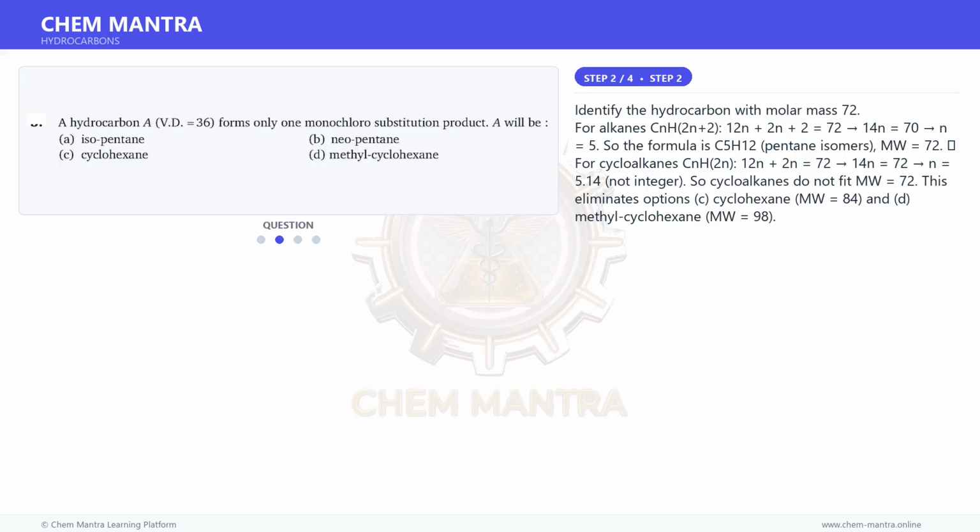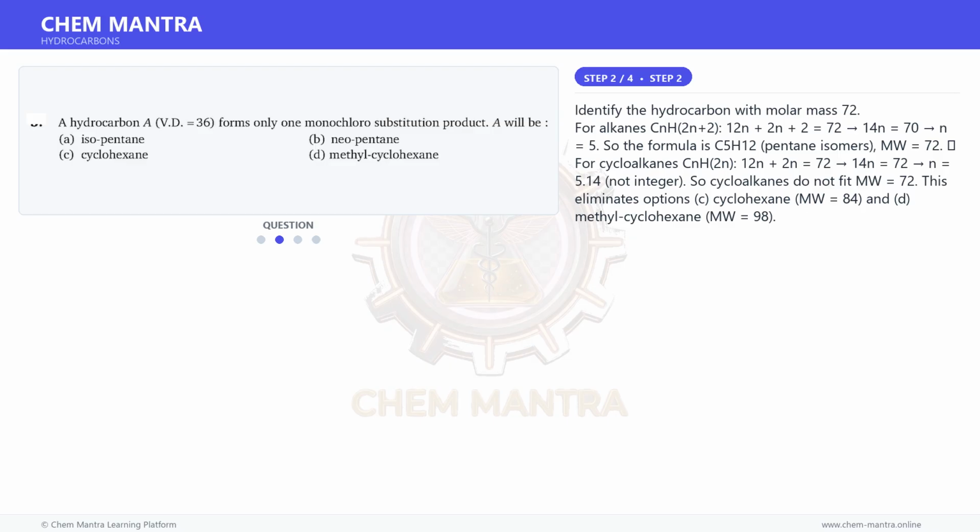Identify the hydrocarbon with molar mass 72. For alkanes, CnH2n+2: 12n plus 2n plus 2 is equal to 72, so 14n is equal to 70, and n is equal to 5. So the formula is C5H12, pentane isomers, molar mass is equal to 72.